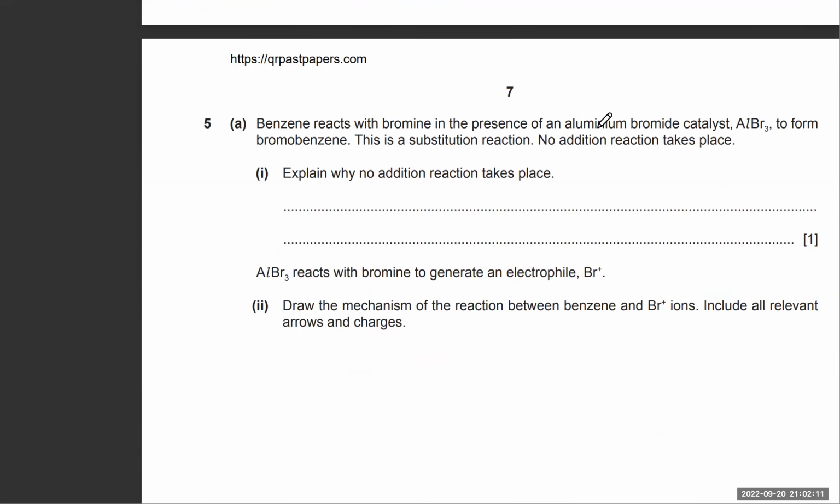Benzene reacts with bromine in the presence of an aluminum bromide catalyst to form bromobenzene. This is a substitution reaction. No addition takes place. Explain why no addition reaction takes place. So why is there no addition reaction taking place in this case? What happens is that you've got benzene, and I think this is bromination. It's reacting with bromine. Bromine molecules are reacting.